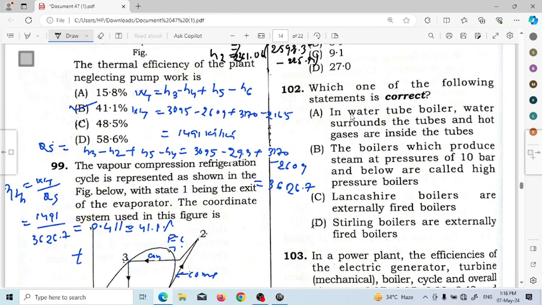Next, which one of the following statements is correct? In a water tube boiler, water is surrounded by a tube and hot gas is inside. No, water is inside the tube and hot gas outside. So option A is incorrect.